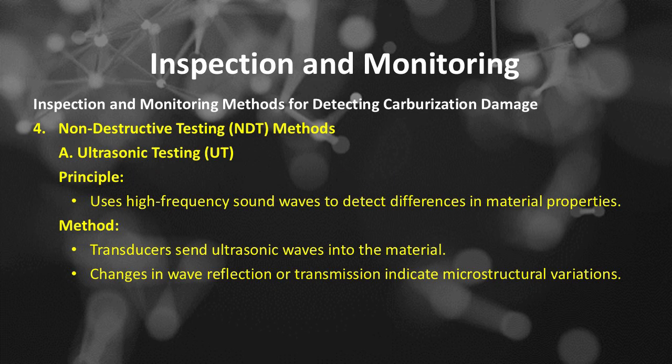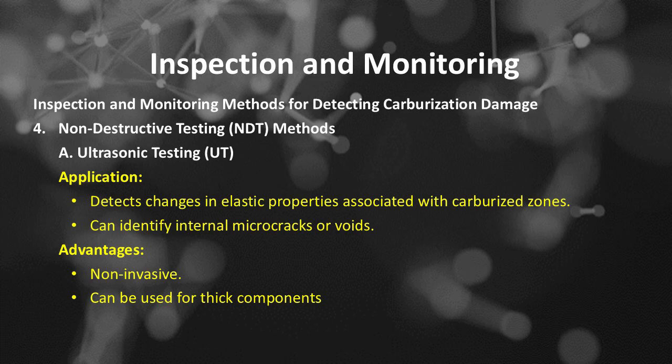Number 4 of inspection and monitoring methods for detecting carburization damage is non-destructive testing, or NDT, methods. Number A of NDT method is ultrasonic testing, or UT. Principle of UT: uses high-frequency sound waves to detect differences in material properties. Method of UT: transducers send ultrasonic waves into the material. Changes in wave reflection or transmission indicate microstructural variations. Application of UT: detects changes in elastic properties associated with carburized zones. Can identify internal microcracks or voids.